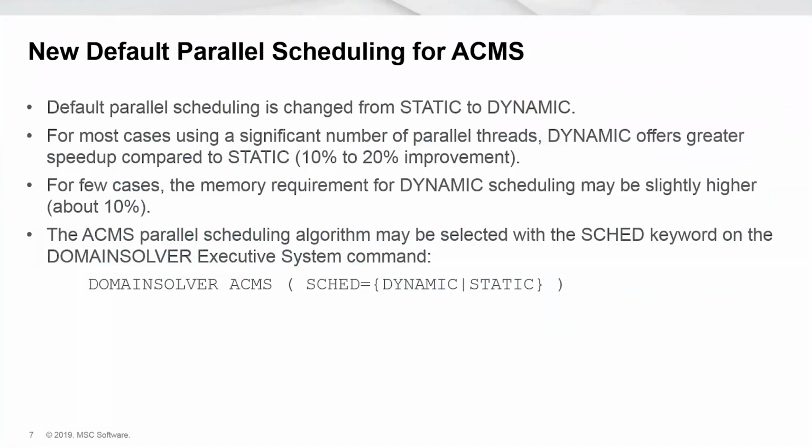To select the parallel scheduling, we use the get keyword of the domain solver executive system command as shown on the slide.